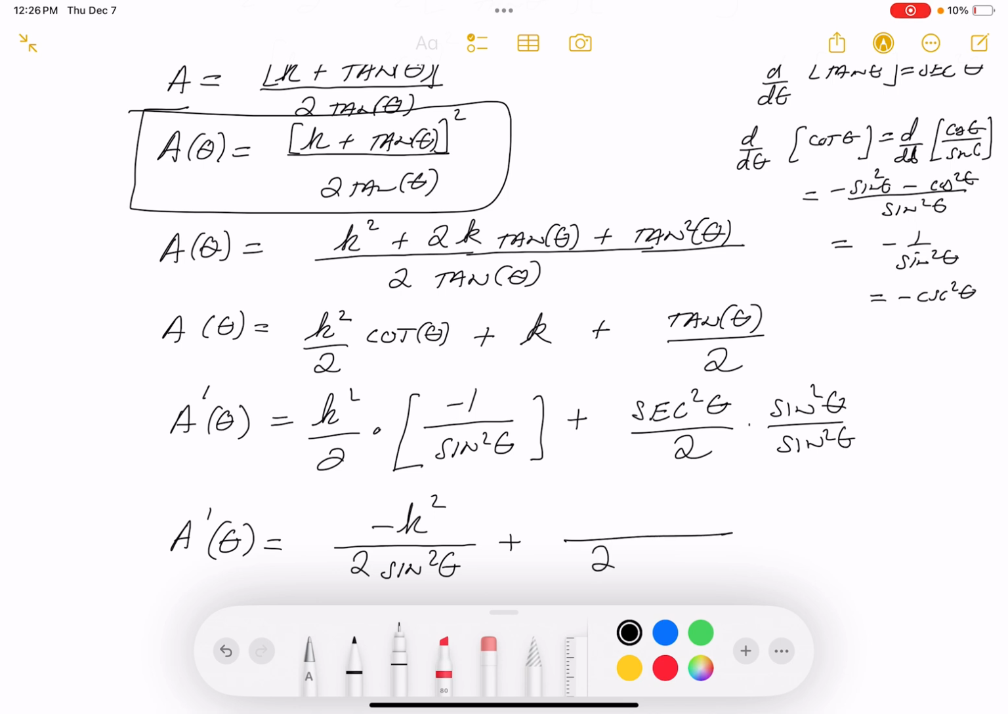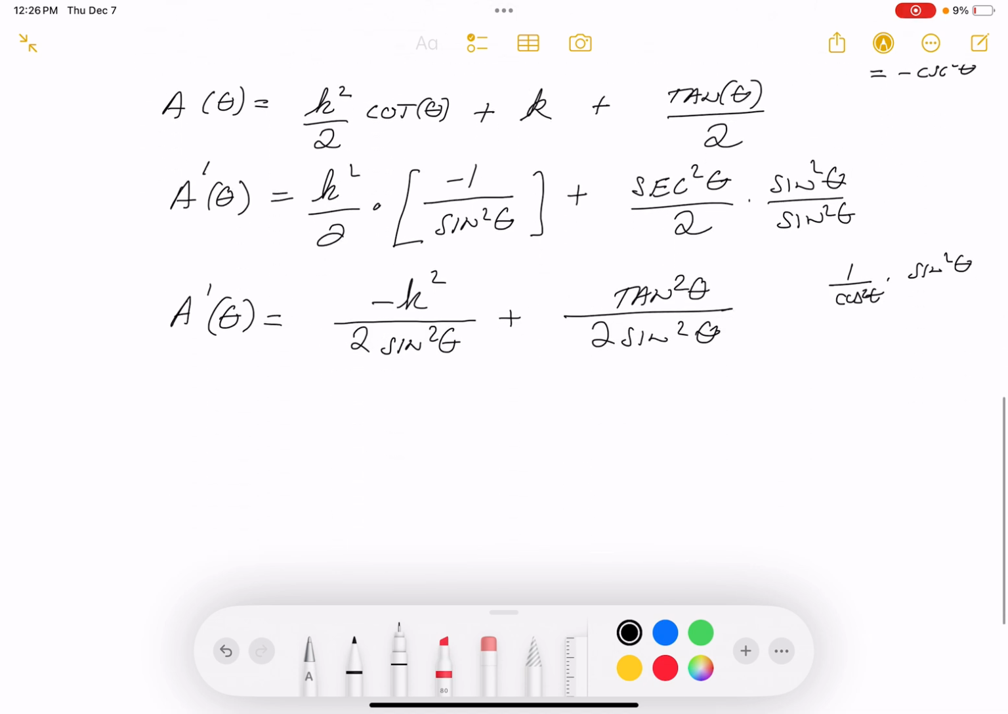So I'm going to say 2 sine squared theta. I'm looking at this over here and wondering, what is that going to be? 1 over cosine squared theta times sine squared theta. And I immediately recognize that to be the tangent squared. Well, things are shaping up a little bit. Let's write this down over here. And you get 2 sine squared theta on the bottom, and on top you get tangent squared theta minus k squared.